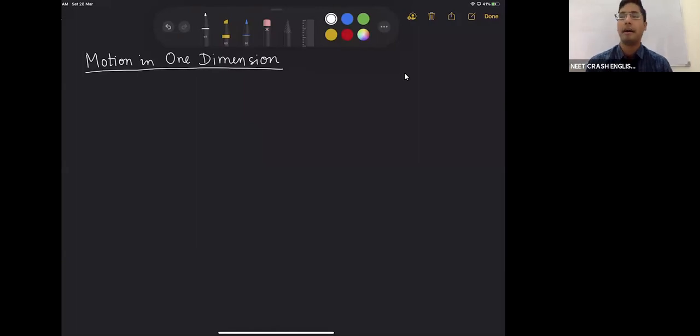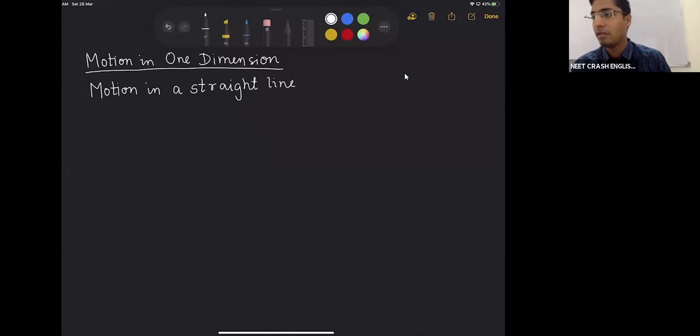Okay. Motion in one dimension is what we call motion in a straight line. Got it. So for motion in a straight line, what we are going to do is first understand different definitions.